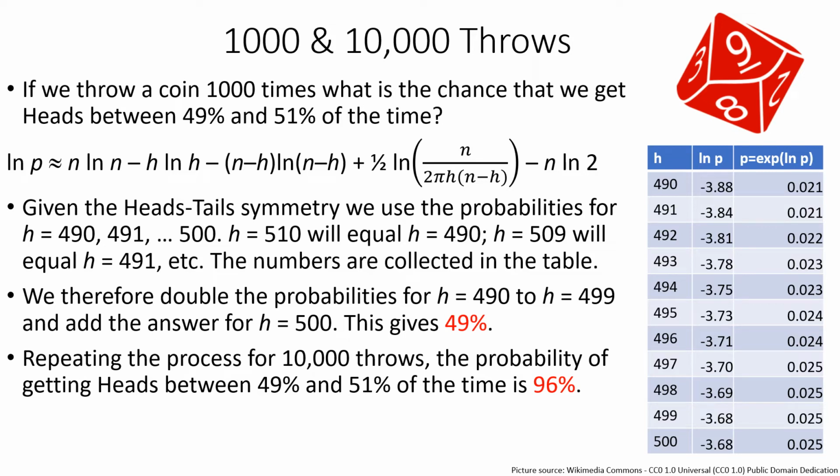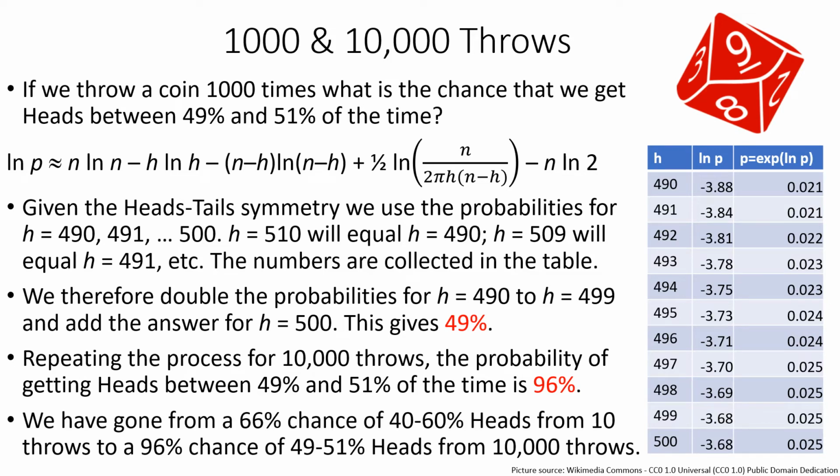So we're up in the realms of very high probability now. Once you throw 10,000 times, you've got a 96% chance that you're going to be very close to half heads, half tails, like plus or minus 1%, as you can see there. And so here we see how these percentages have grown. From 10 throws, you had a 66% chance it was between 40 and 60%. And then we're up to a 96% chance it's between 49 and 51% with 10,000 throws. So that's a massive increase in likelihood that you're getting very, very close to 50-50 being observed.